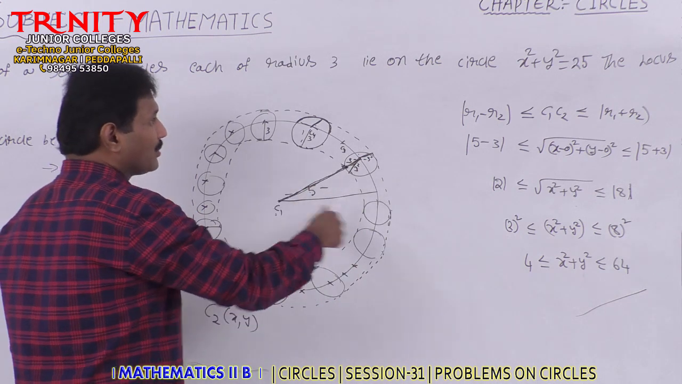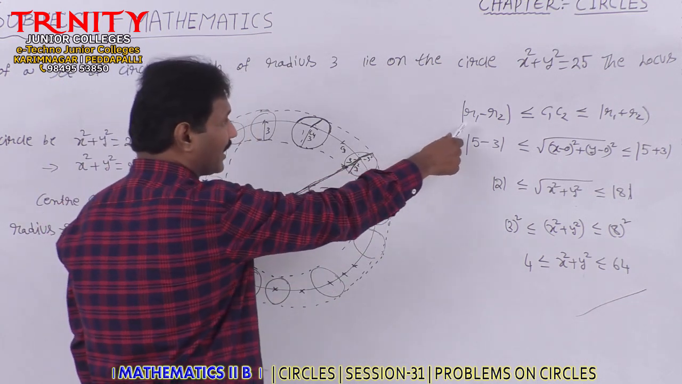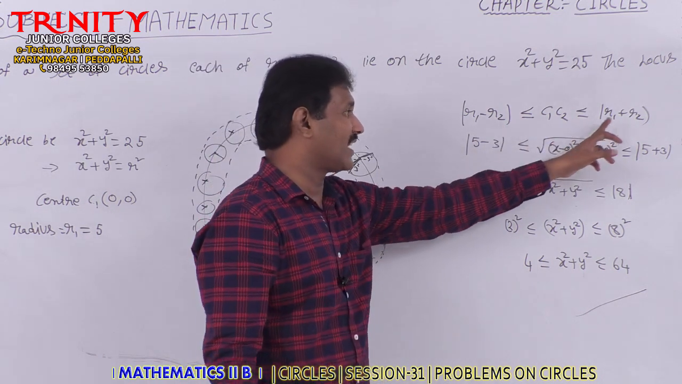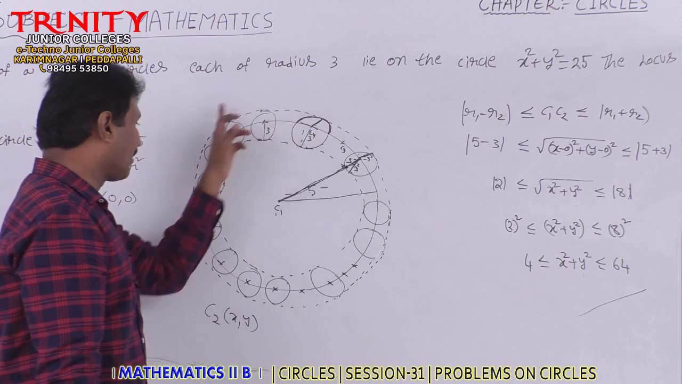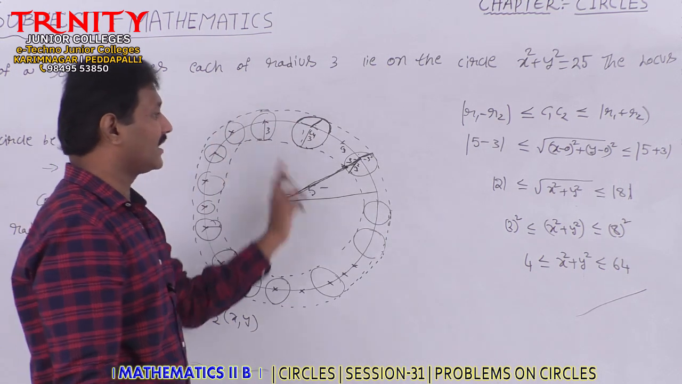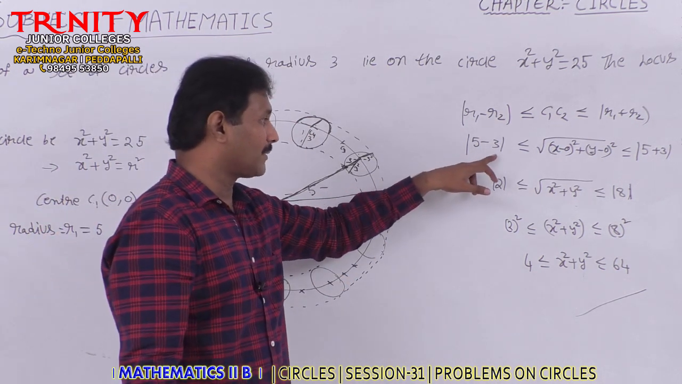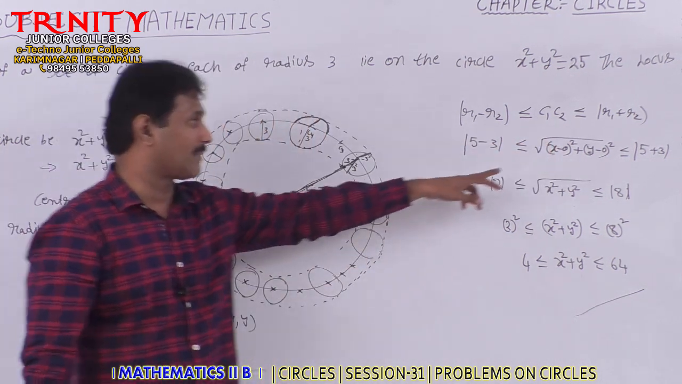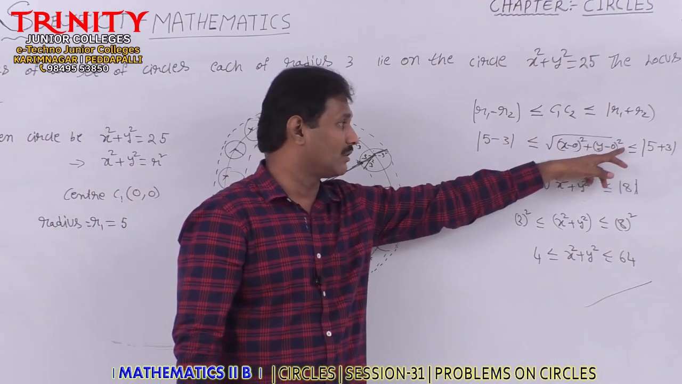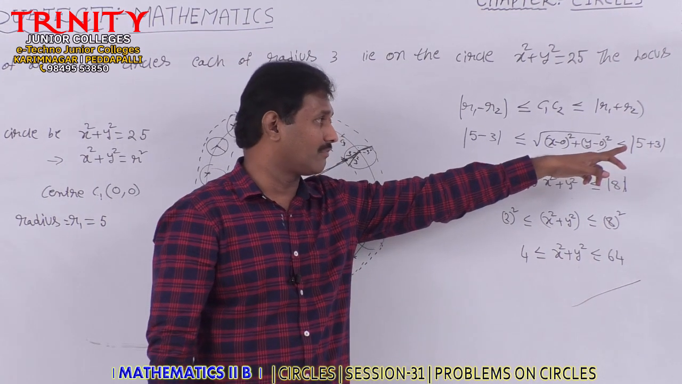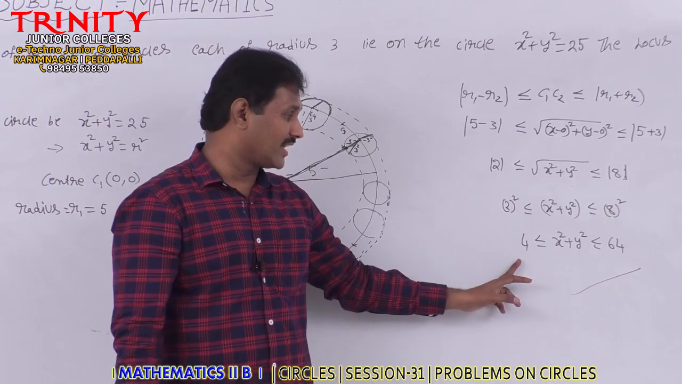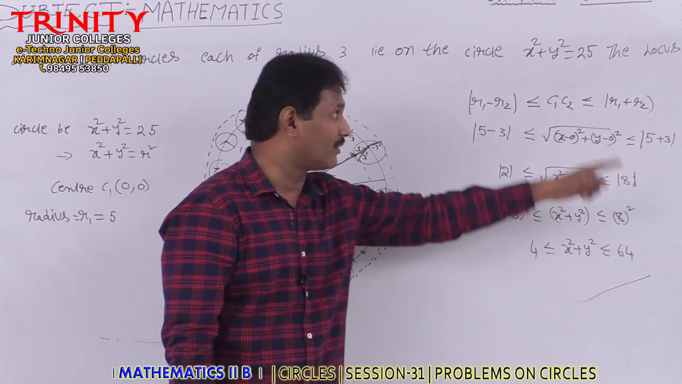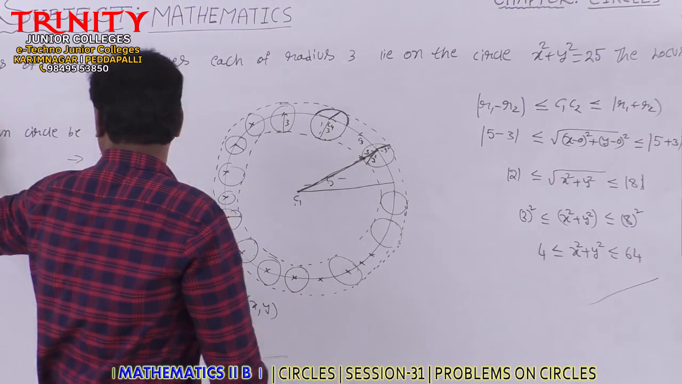Therefore, using this property, modulus of R1 minus R2 less than or equal to C1C2 less than or equal to R1 plus R2, where R1 plus R2 is the radius of the bigger circle. So modulus of 5 minus 3 less than or equal to the root of (x minus 0) whole square plus (y minus 0) whole square less than or equal to modulus of 5 plus 3. Finally, the answer is 4 less than or equal to x square plus y square less than or equal to 64. This is the locus of the point in the set.